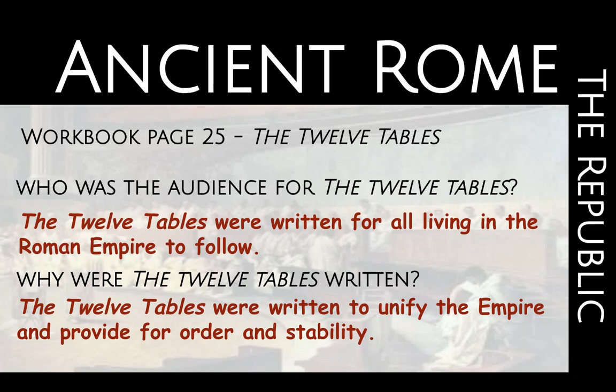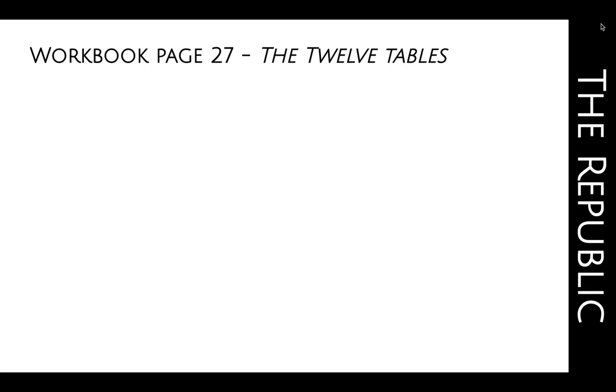All right, my friends, now what we're going to do is look at some different parts of the 12 Tables. We're going to do some close reading. Obviously, I didn't choose to do all of the 12 Tables because there were way too many of them. So I just picked a few that I thought were more interesting and told us a lot more about the 12 Tables. So let's look at page 26 first.